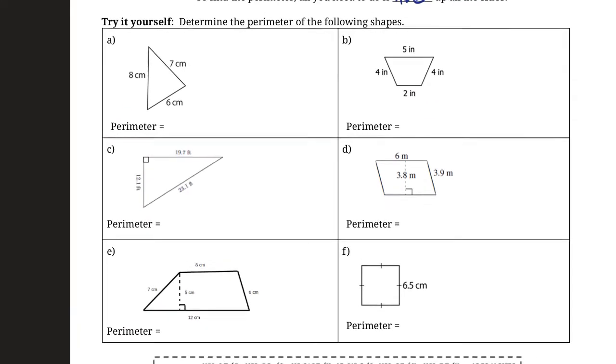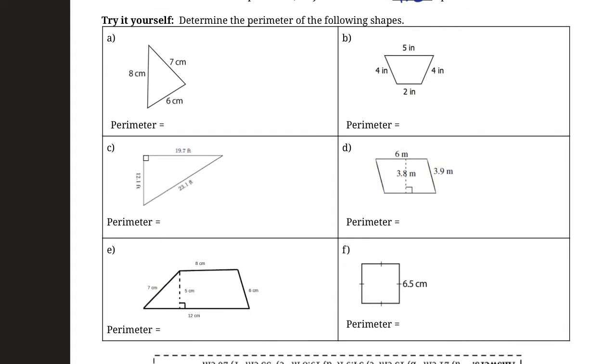So the first 3, A, B, and C, are pretty straightforward. You just need to add up the 3 sides. 3 sides in the first one, 4 sides in the second one, 3 sides in the third one. Just make sure to put your units in with your answer, right? The first one centimeters, the second one inches, the third one is feet.